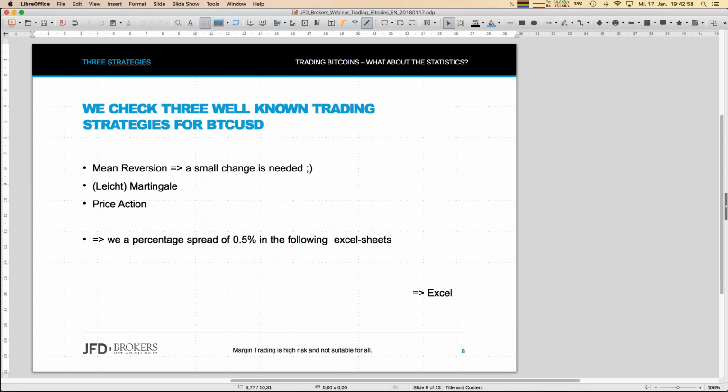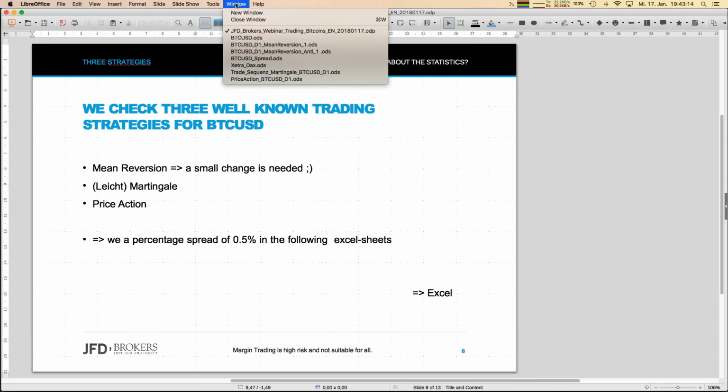And those pending orders, those stop orders, the idea behind is if we have a real price action in one direction, then it will go on. And that's a brilliant idea for trading Bitcoins. And you will see the equities in a minute. So let's go through those strategies here.